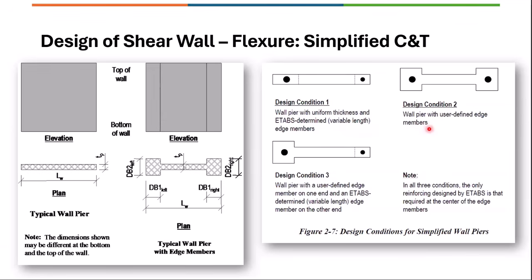Condition 2 is where you can specify the edge member length and ask the program to design for that. It can be of the same or a different cross section here. Design condition 3 is a hybrid of these two. One edge can be fixed, and the other one can be program determined. This particular C&T can be utilized when you're particularly designing the boundary element. You can utilize this feature after performing a uniform reinforcing.